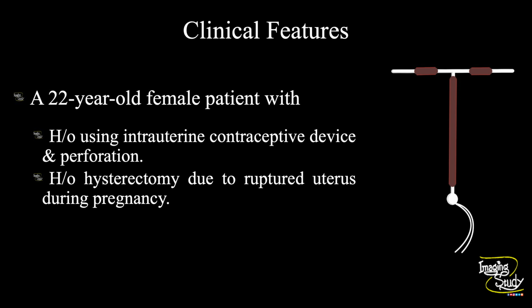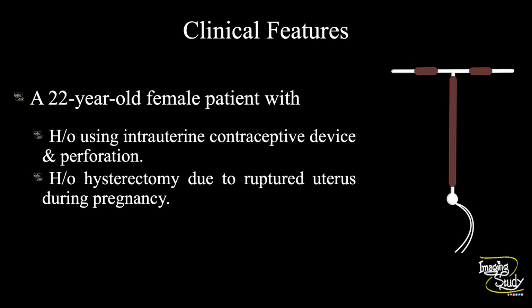A 22-year-old female patient came with the history of using intrauterine contraceptive device. There was a history of perforation of the device. Then the patient was managed with conservative treatment and was suggested not to conceive within 4 years. Now after 4 years, when she got pregnant, at third trimester, rupture of the uterus happened. Baby was dead and the patient was managed surgically. To save her life, hysterectomy was done. As the patient is 22 years old, the history is not very sweet.